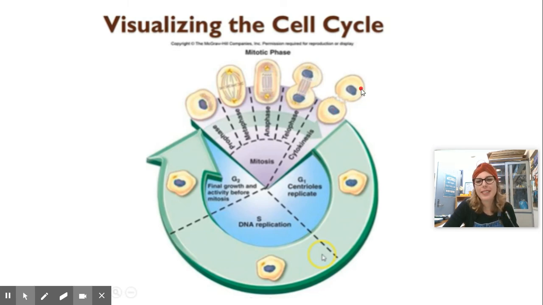And then finally, we have cytokinesis, where we see the splitting of the cytoplasm and two identical daughter cells from the original parent cell.